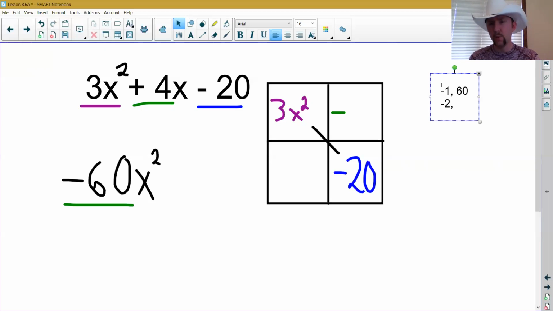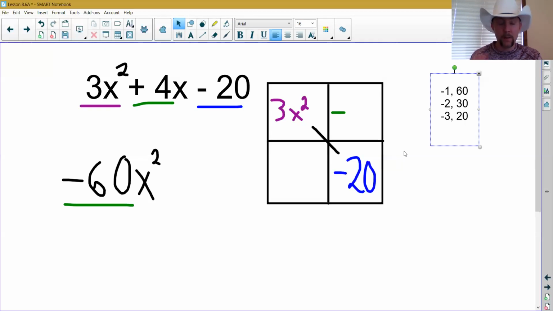What about negative 2 and 30? No way. That's going to be 28. Too big. Okay, what about negative 3 and 20, right? That's what I had sort of here. Are those going to add up to 4? No, they're not going to add up to 4. They're going to add up to 17.